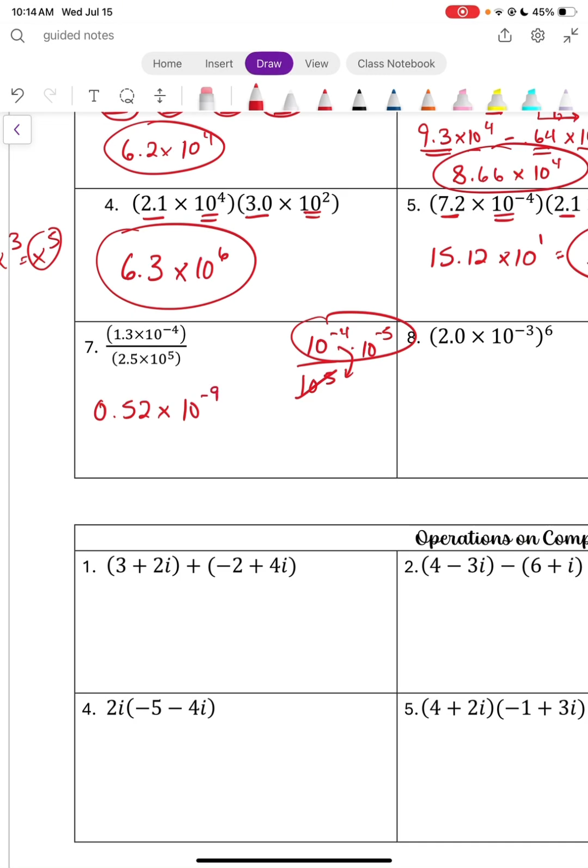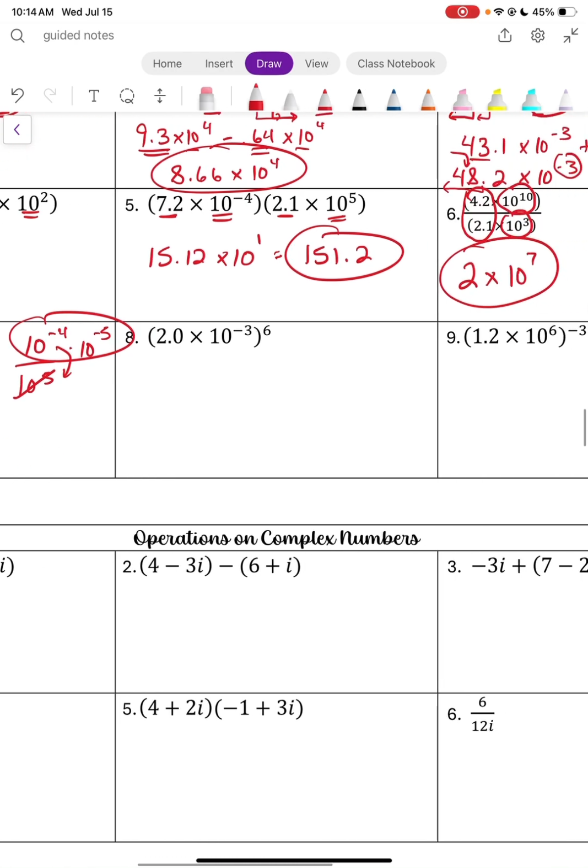Now, in this answer, my decimal's in the wrong place. And again, this 10 to the negative 9 means I've got to take this decimal, and it's going to move left 9 times. In order to get it to where I want it, though, instead of moving it left 9 times, now I would have to move it left 10 times. So that's going to be written as 5.2 times 10 to the negative 10.